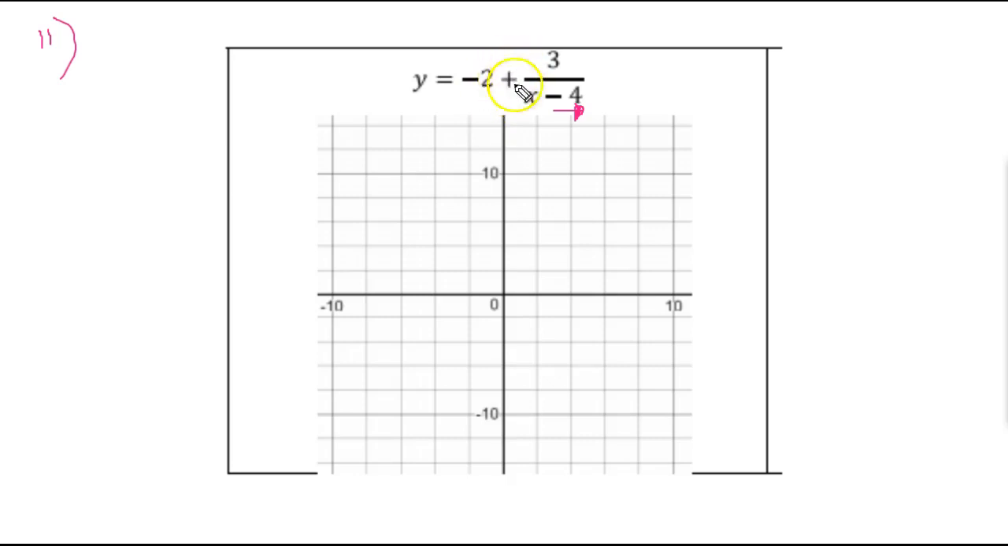Also, don't get confused by this plus sign. It's the number that tells us how it's going to shift. And this is a negative 2. So that means that it is going to shift down 2 places.